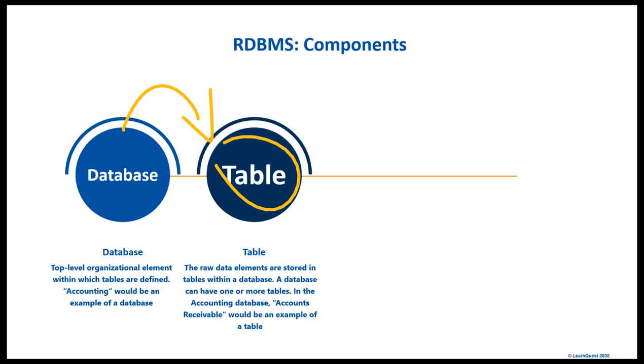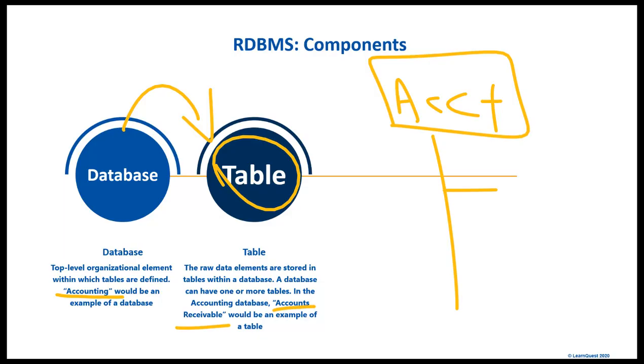Underneath a database, you have a table. So the accounting database would have an accounts receivable table, or one or more tables that make up the accounts receivable structure. So at the top, I would have accounting, if you will, like a folder, and underneath it, perhaps I would have an AR table.